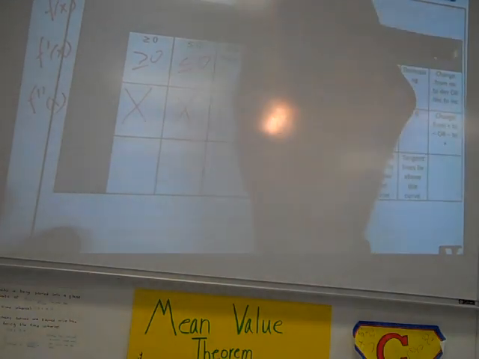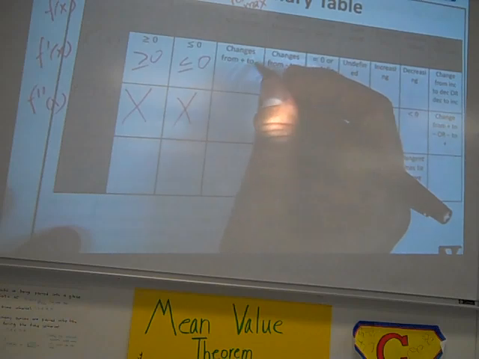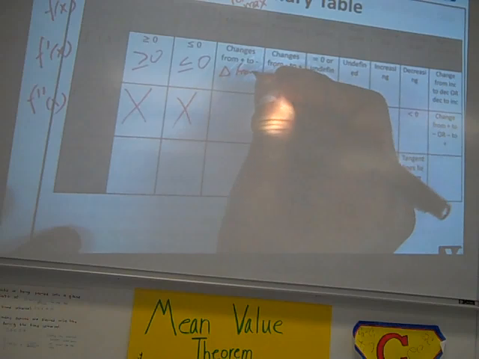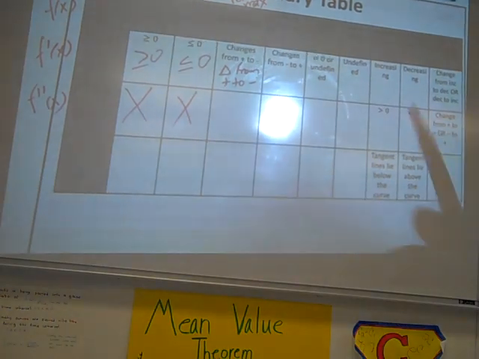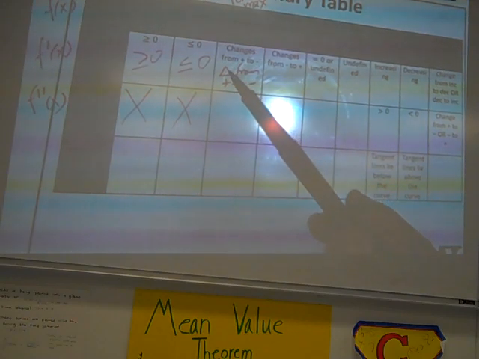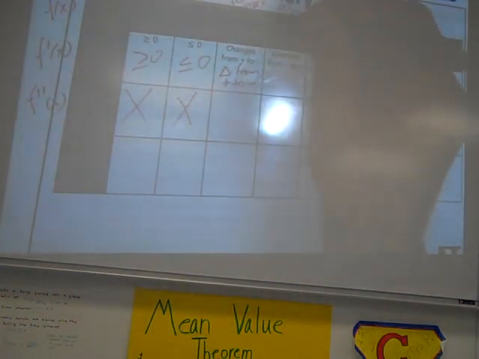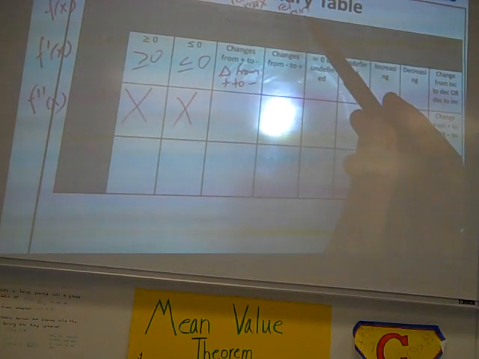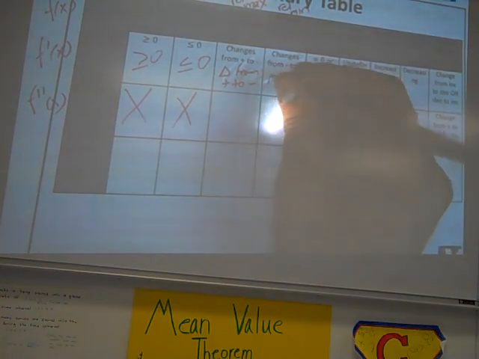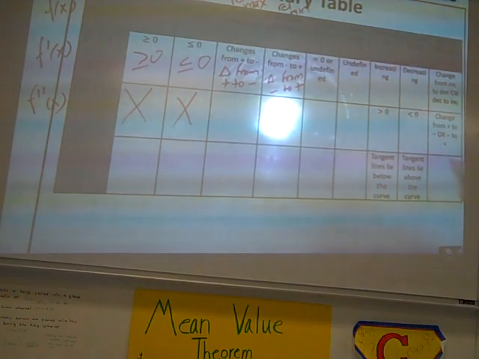If you have a relative max, that's what that says up here, then what we know is that the derivative changes from positive to negative. Usually I abbreviate it as change from positive to negative, and that change, that triangle, the delta, is legitimate notation on the AP exam. So let's go further. If you have a relative minimum, then the sign of the first derivative changes from negative to positive. We'd write that as change from negative to positive.